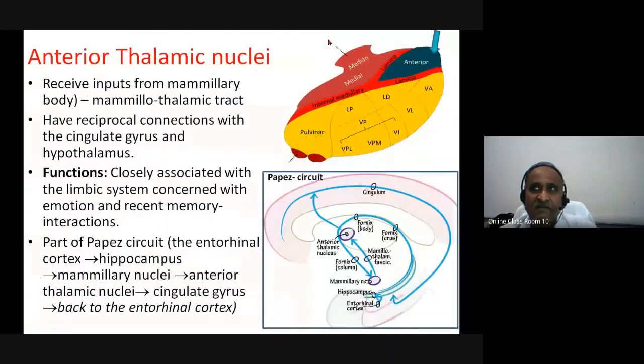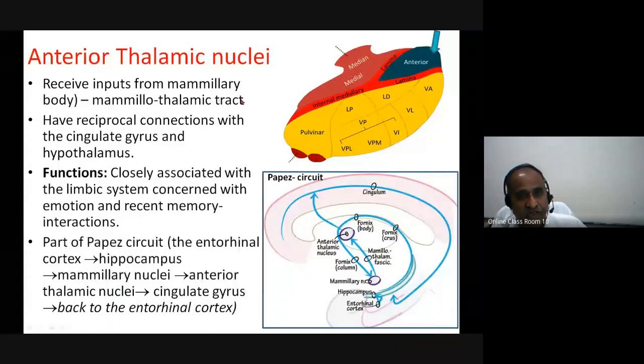Now, the anterior thalamic nuclei. This is the anterior part of the thalamus. The anterior thalamic nuclei receive inputs from the mammillary body, and that forms the mammillothalamic tract.